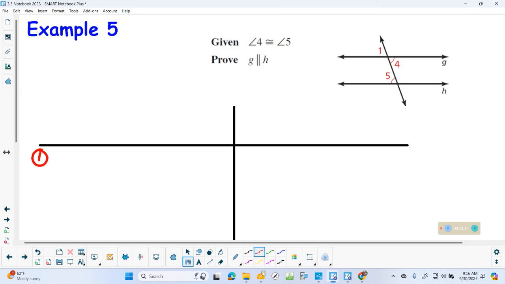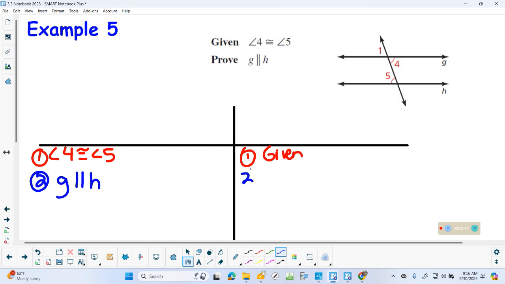So given today, angle 4 is congruent to 5. Given. They even marked it on the picture for you, which is nice. So I'm looking at 4 and 5. What type of special angles are 4 and 5? Alternate interior. I think we got it in a 2-step proof. If alternate interior angles are congruent, which they are, then the lines are parallel. Bam. I love a 2-step proof on a Monday. Which is parallel to H.